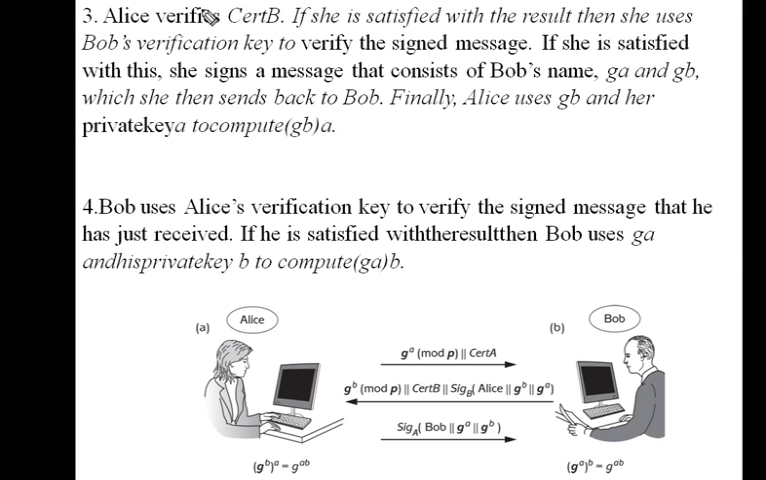Alice verifies certificate B. If she is satisfied with the result, then she uses Bob's verification key to verify the signed message. If she is satisfied with this, she signs a message that consists of Bob's name, G^A and G^B, which she then sends back to Bob. Finally, Alice uses G^B and her private key A to compute G^BA. Bob uses Alice's verification key to verify the signed message that he has just received. If he is satisfied with the result, then Bob uses G^A and his private key B to compute G^AB.